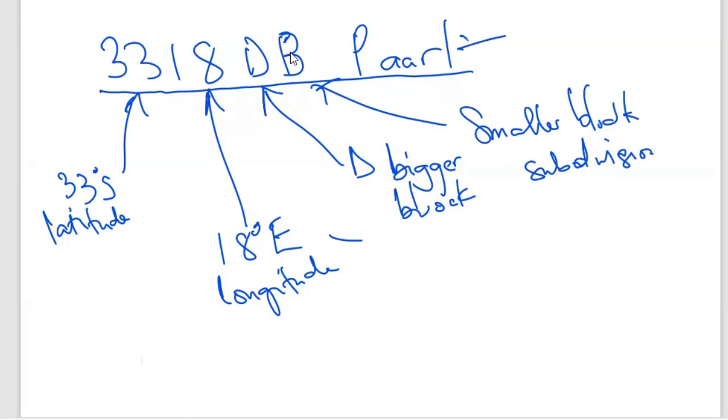Then our PAL, this is the main settlement occupied by the map. So basically, that's the meaning of that 3318 DB PAL. It means 33 is representing 33 degrees to the south of latitude, and 18 is representing 18 degrees to the east of longitude. Then our D is representing the bigger block subdivision of the area which is mapped, and our last digit, B, is representing the smaller block subdivision of the mapped area. Then PAL is the main settlement for that instance.